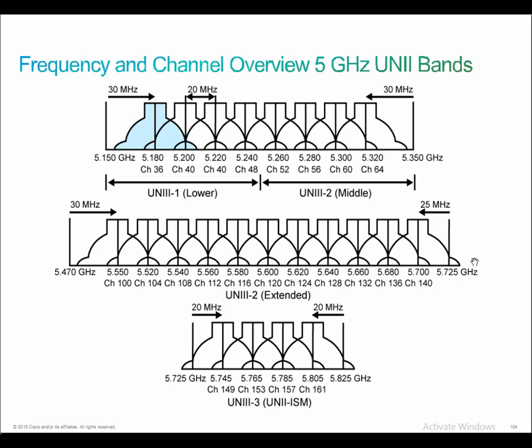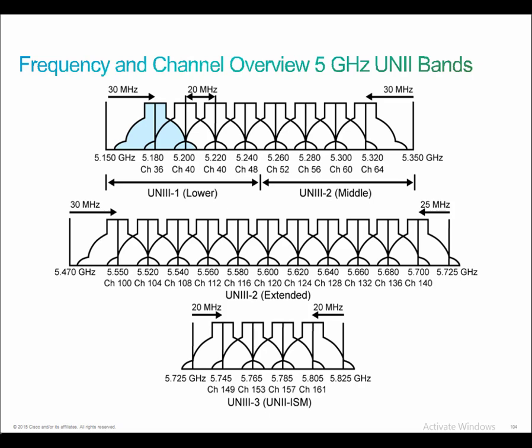In the extended spectrum, we have 11 channels: 100, 104, 108, 112, 116, 120, 124, 128, 132, 136, and 140. Those are allowed in both the US and the ETSI domains as well. The US domain only allows 149, 153, 157, and 161. That's the UNII-3 band. In the ETSI region, Europe, those channels are not usually available. So that would be very conducive to what you might see as a test question.